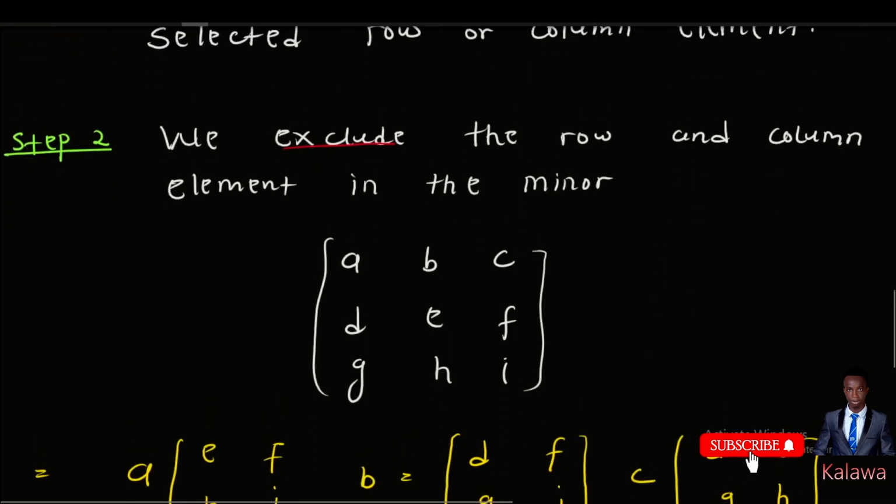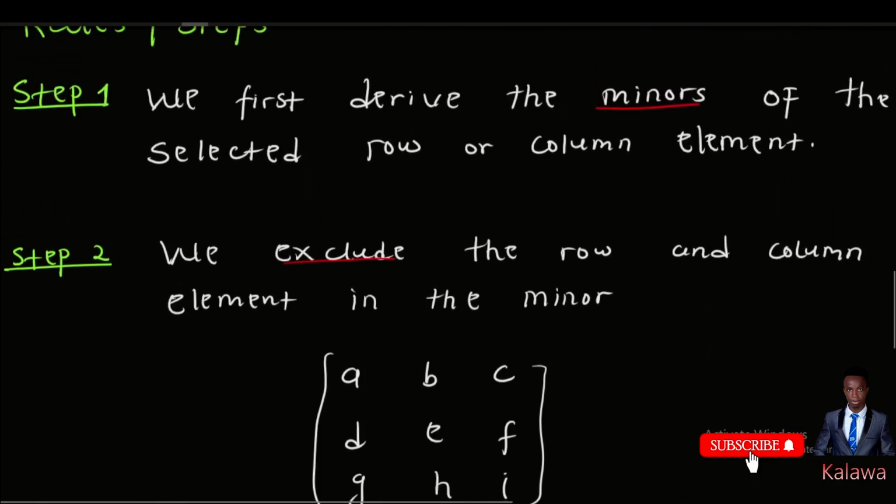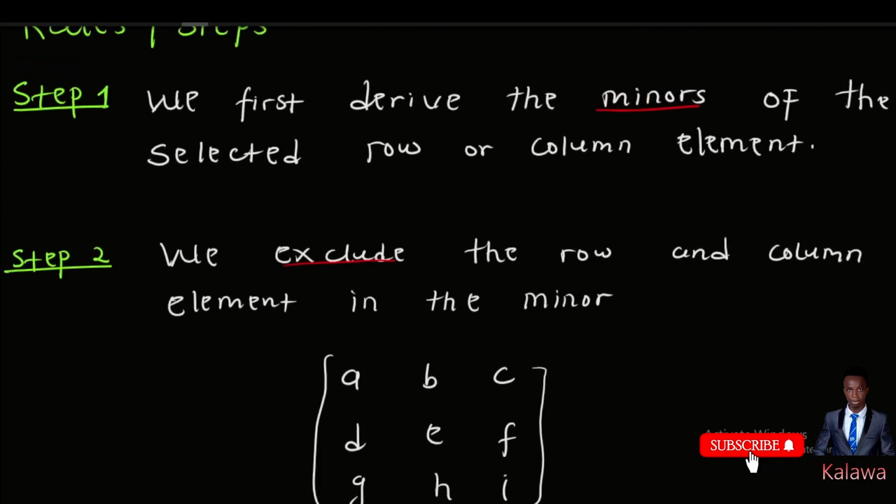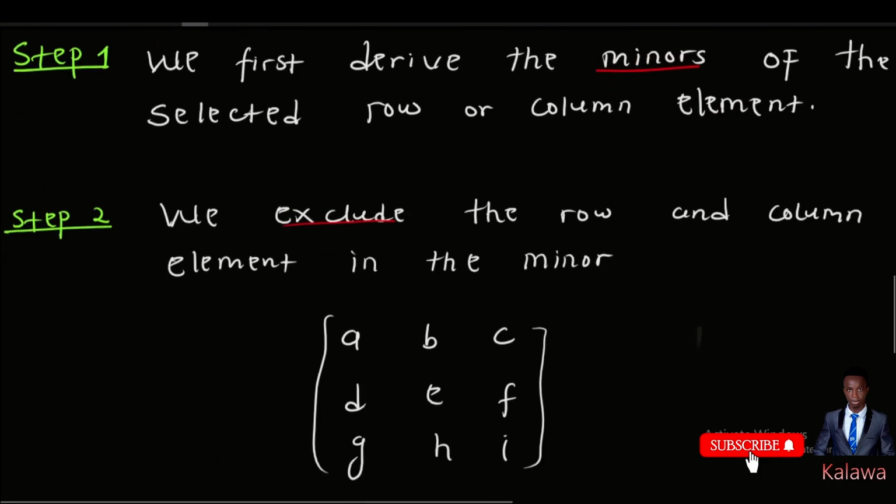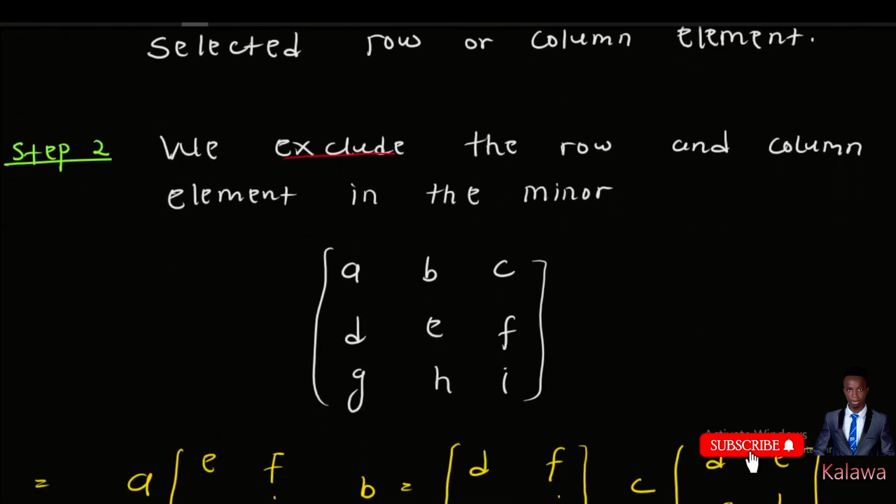Here they are saying, in finding the determinant of a 3x3 matrix, we must first of all derive the minor, and after we derive the minor, we exclude the row and the column elements in the minor. If we are going to find the determinant of a 3x3, we are going to consider any given row or column; whichever you choose is going to work, irrespective of the position you take them from.